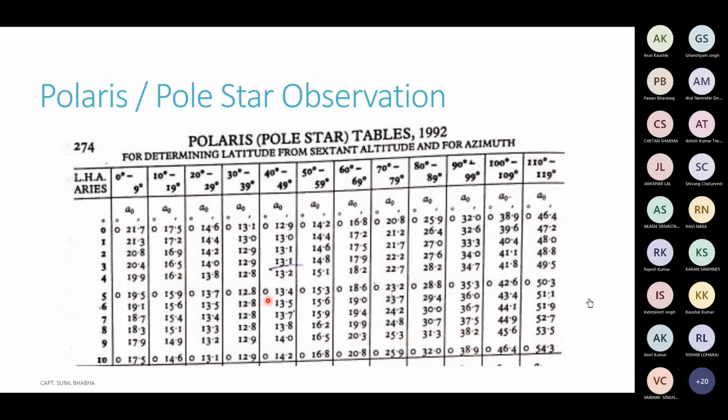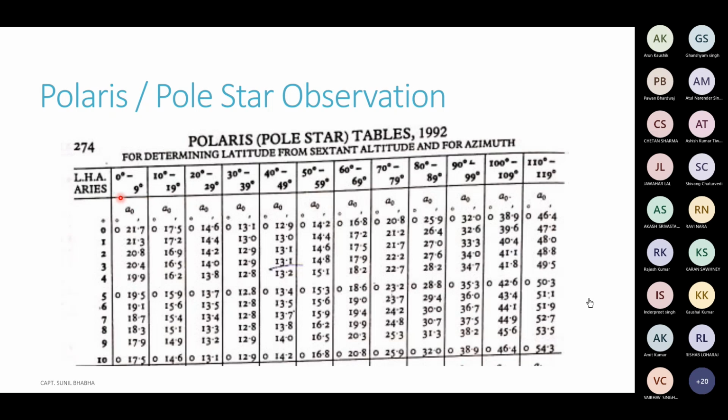So for 45 degrees, the value of A0 is 0 degrees 13.4 minutes. In case the LHA Aries is going into minutes also, there could be an interpolation which is required. To give you an example, let's say the LHA Aries is 005 degrees 30 minutes.